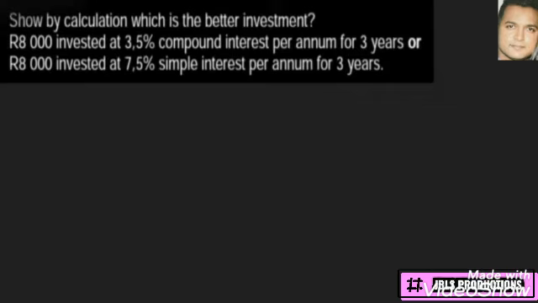Show by calculation which is the better investment: 8,000 invested at 3.5% compound interest for 3 years, and 8,000 invested at 7.5% simple interest for 3 years. Now in both cases we need to look at the two different formulas for each of these offers. One is the compound interest, and the formula will be A is equal to P times (1 plus i) to the power n, and the simple interest will be P times i times n.